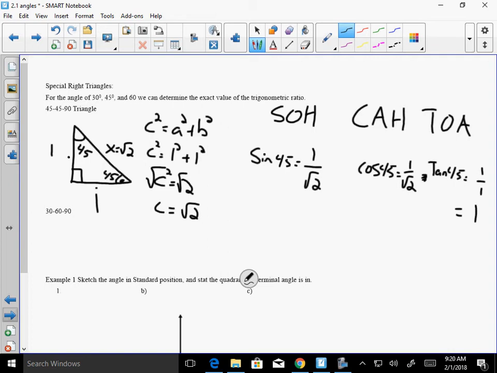Now if you take your calculators out and put tan 45 into your calculator, guess what you're going to get? 1. Sweet. That's where these values come from, right here. This is what the Greeks figured out thousands of years ago. And if you put 1 over root 2 in your calculator, you would get sine 45.